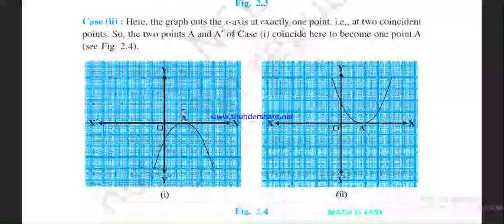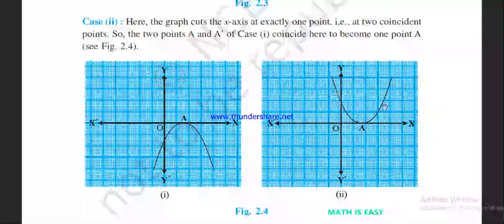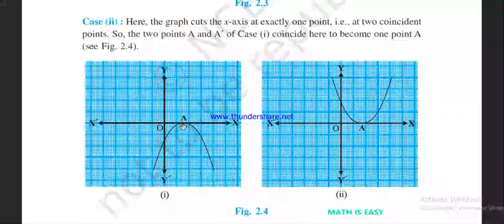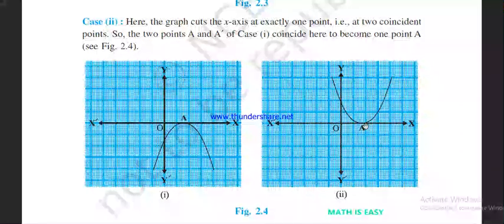Come to case 2. What does case 2 say? You see the graph of this parabola. It is touching the x-axis exactly at 1 point. Here it is at 1 point, even here also at 1 point. So this is the case where a quadratic equation will have the same solution twice. The values will be repeated.